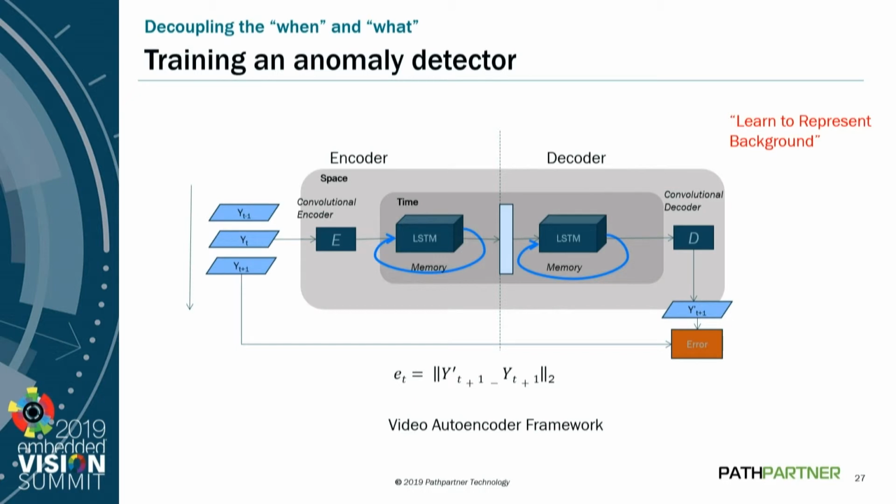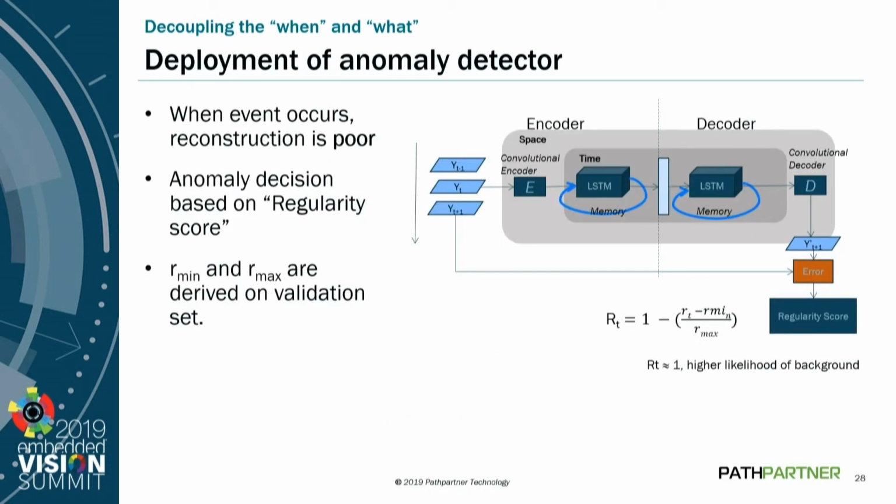What is key here in the context of an anomaly detector is we want to learn to represent the background, so that at deployment time, when the event occurs, the reconstruction error is poor. So we are basing the anomaly decision on something called a regularity score, which we are extracting from the error itself, the L2 error. We are just rescaling the L2 error between the Rmax and Rmin, which are the minimum and maximum errors derived on a validation set, a deployment-ready set, let's say. And we have found that with an anomaly detector of this kind, we are able to represent background events in a data set like UCF101 at about 0.8 gigamacs per frame. So this is not really a complex model, and we have experimentally found that we are able to represent backgrounds quite effectively using a model as simple as this.